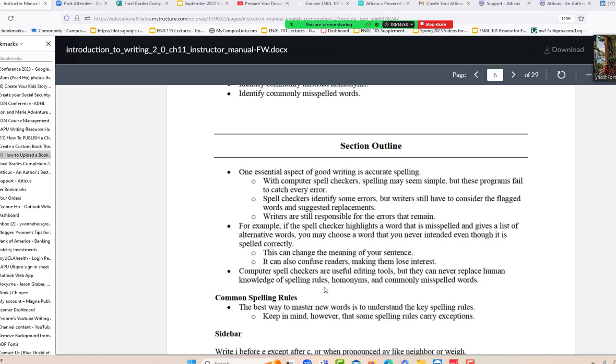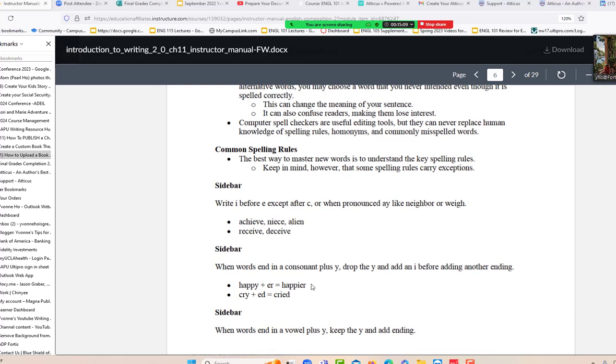For example, if the spell checker highlights a word that is misspelled and gives a list of alternative words, then you, the writer, have to choose the correct word. So, common spelling rules. The best way to master new words is to understand the key spelling rules. Write I before E, except after C, or when pronounced A, like neighbor or way.